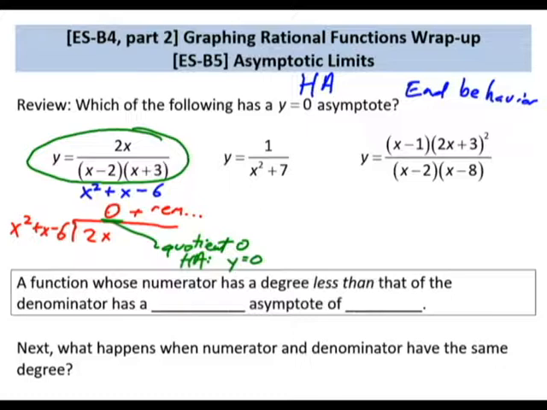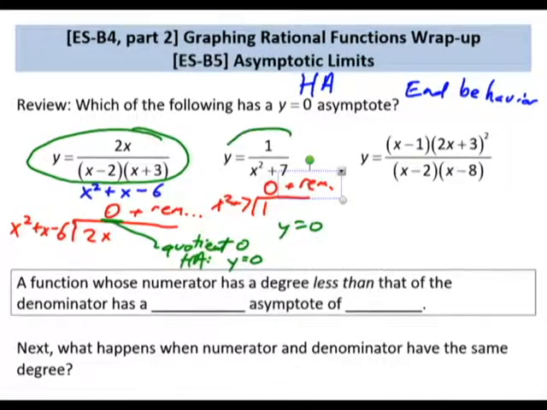Similarly, if we try to do long division with x squared plus 7 going into 1, we don't have anything for the quotient. X squared won't go into 1. And so this is all remainder. So that means our end behavior asymptote is y equals 0. So that is another one.